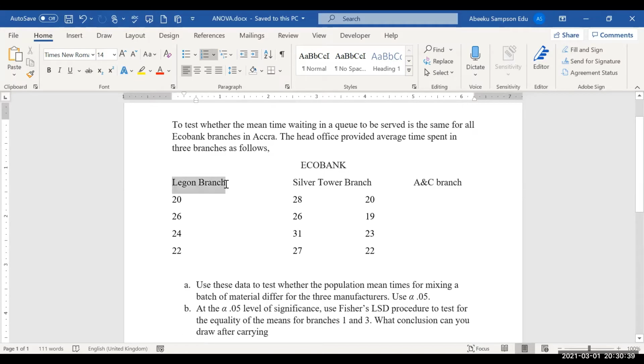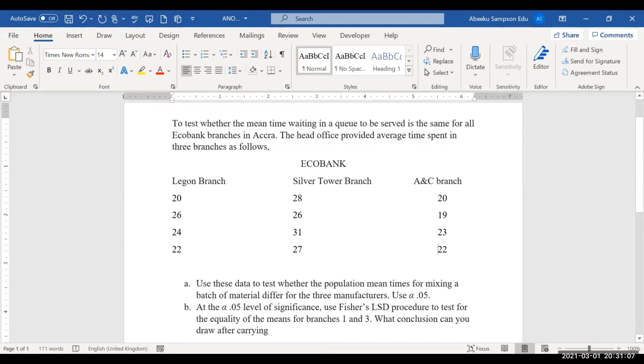Based on this, we have the mean time at Legon branch, Silver Star Tower branch, and the ANC branch. So if you have data this way, we want to find out whether the average time spent in the queue to be served is the same for all the branches. And we said that based on this, because we have 3 samples, we cannot use the Z-test or T-test. So straight away, you have to use this data.